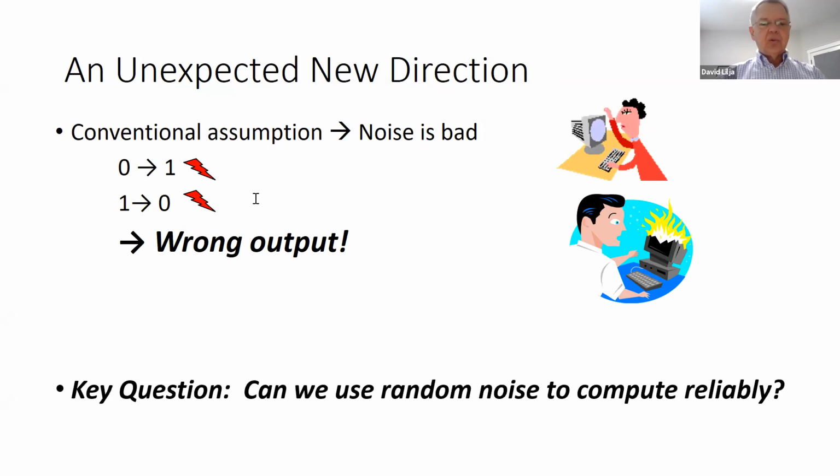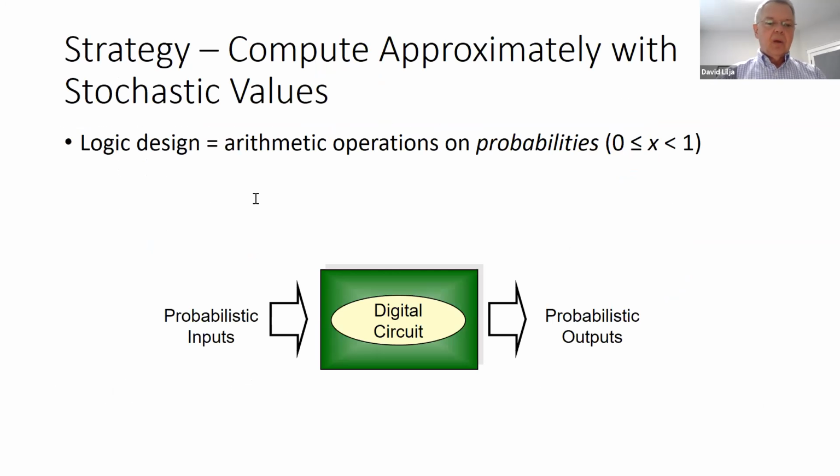So our question was to say, can we somehow use this random noise to compute reliably? Can we somehow take advantage of this in order to actually make these systems more reliable? So what do we do? Well, we look at it from the point of view of computing approximately. So we're going to say that I don't have to have a perfect answer. And there are many problems in the world for which I don't need a perfect answer. And we're going to think about this as computing on probabilities.